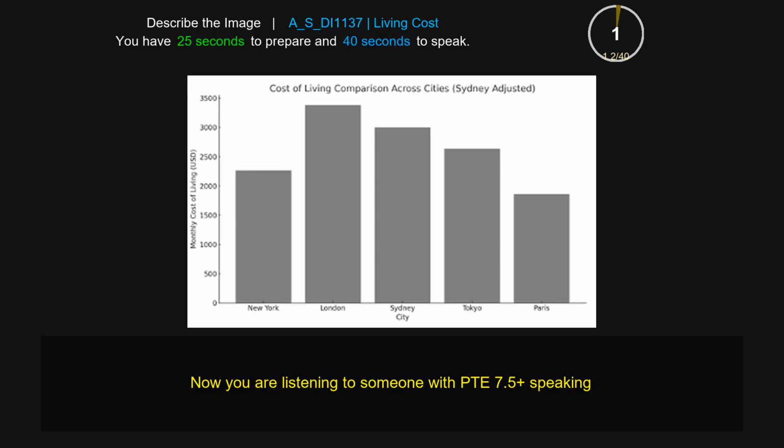The provided image is a bar graph that gives us information about the cost of living comparison across cities. The x-axis represents the monthly cost of living, whereas the y-axis represents the city such as New York, London, Sydney, Tokyo, and Paris. From the bar graph, it is very clear that London has the highest cost of living, which is around 2800, followed by Sydney, which is around 3000. However, Paris has the lowest cost of living, which is below 2000. To sum up, the provided bar graph gives information about the living cost around the cities.